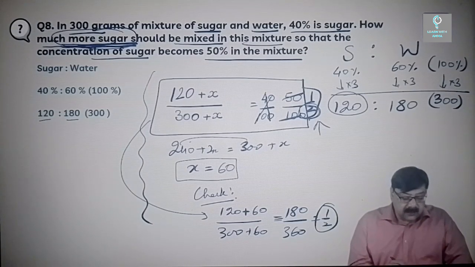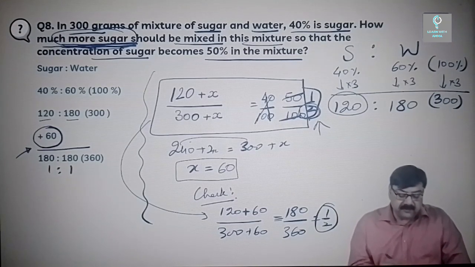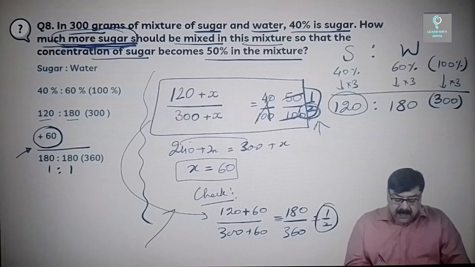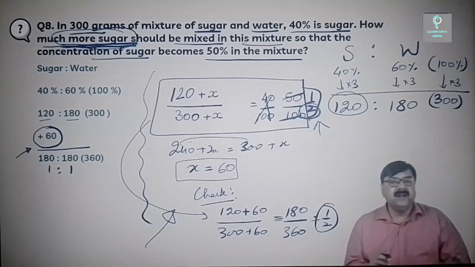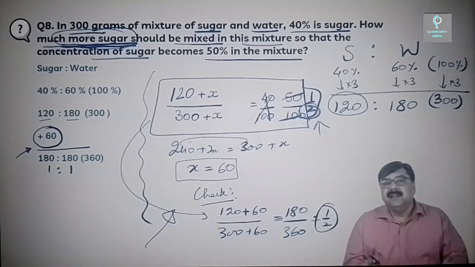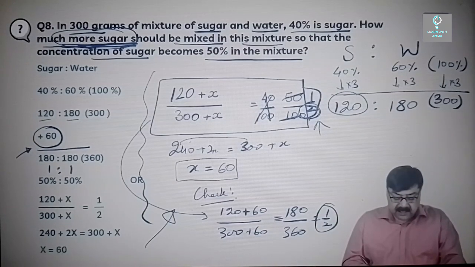So in actual, we should add 60 to this so that the ratio here becomes 1:1. So directly you can find out that 60 grams of sugar should be added to the mixture, and you won't require these calculations. So that would actually decrease your workload as well as the time consumed in working out. So these are the two alternate methods, as you can see.